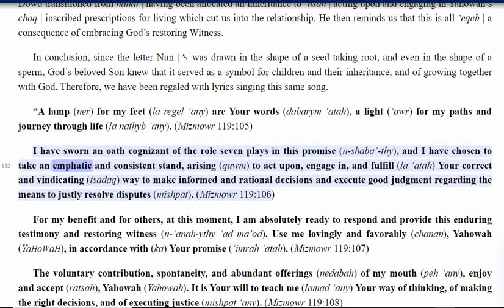chosen to take an emphatic and consistent stand, arising, Kum, to act upon, engage in, and fulfill, La Otter, your correct and vindicating, Zardak, way to make informed and rational decisions and execute good judgment regarding the means to justly resolve disputes, Mishpat.